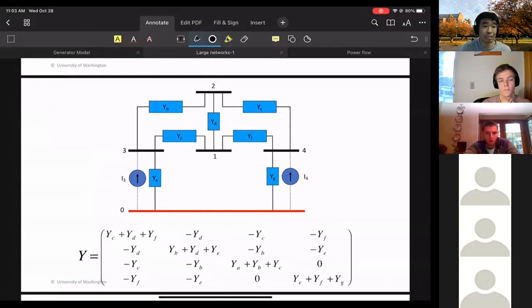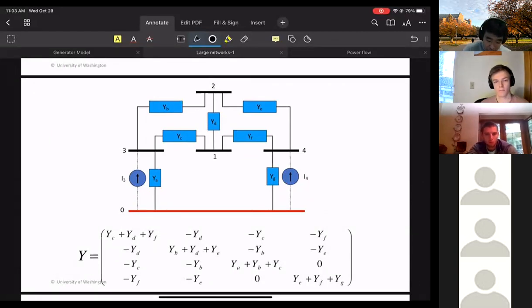So the goal is to construct this automatically and not by hand. Okay, so no software to construct this requires manual input by hand, right? We don't want to write this out by hand. So we want a more or less automatic construction of the Y matrix. Okay, so let's see how to do this.